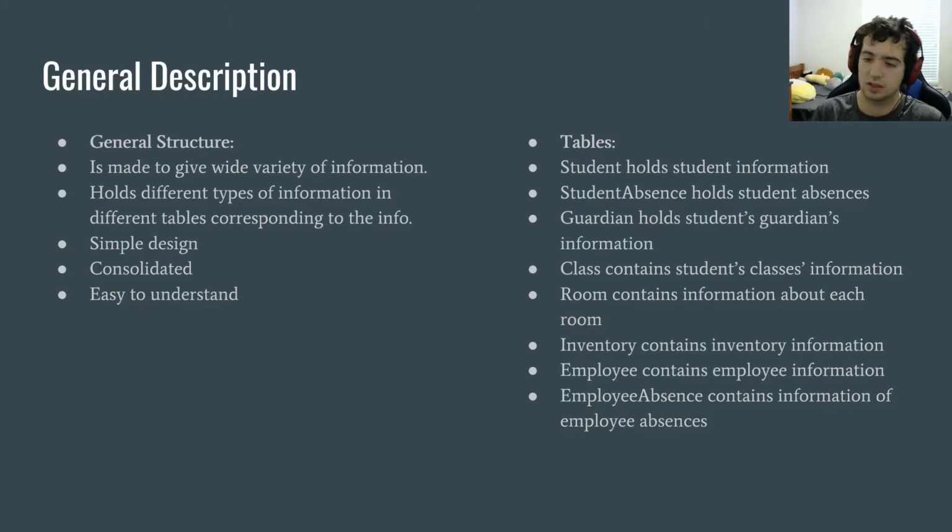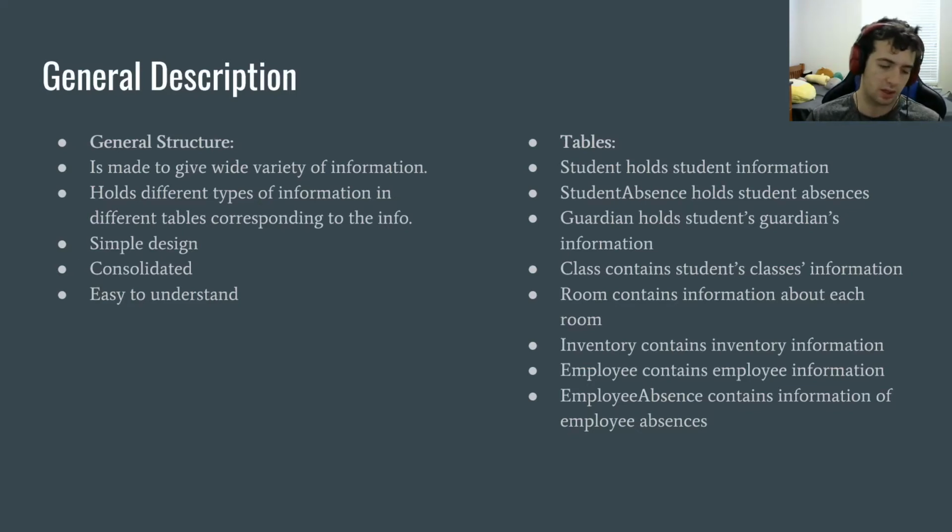Class contains the student's class information, such as what classes they're in, the class ID, and the score that they're making in there. Room contains information about each room, like room ID or the type of room, such as cafeteria or classroom. Inventory contains inventory information about each room. It's pretty descriptive about itself.